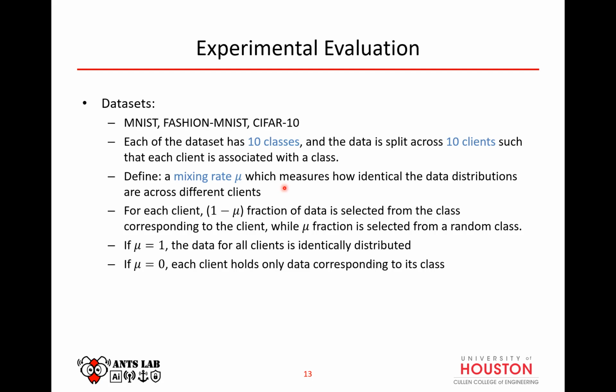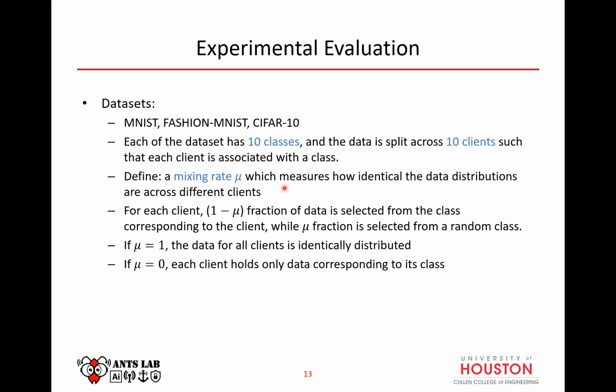And if mu equals 1, then it means mu fraction is selected from the random class. So each client still has one class, right? For example, if you have labels from 0 to 9, then in the IID case, you have 10 clients, and each client has classes 0, 1, 2, 3 to 9. And in the non-IID case, when mu equals... do you get my point?